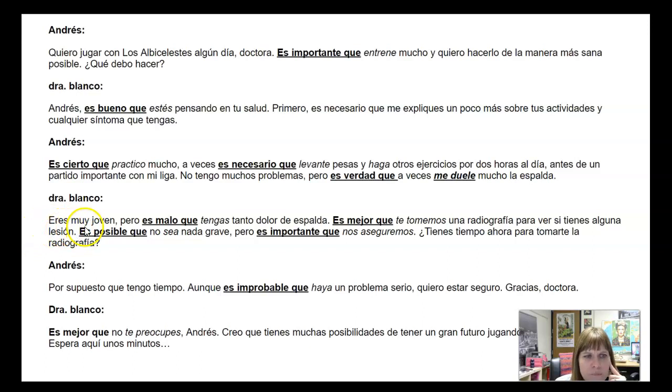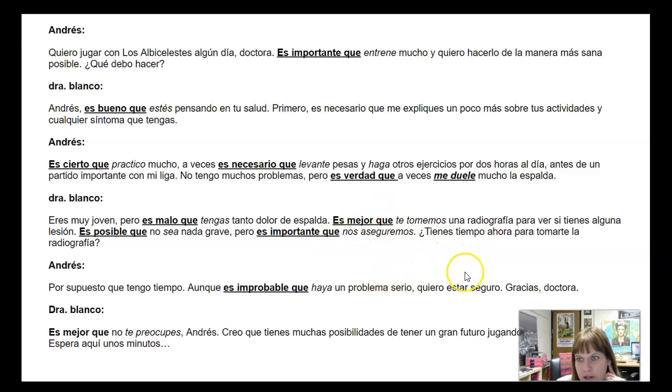Doctora Blanco. Eres muy joven, pero es mal que tengas tanto dolor de espalda. You're really young, and it's not good that you have so much pain in your back. Es mejor que te tomemos una radiografía para ver si tienes alguna lesión. So it's best that we take an x-ray in order to see if you have some kind of lesion. Es posible que no sea nada grave. It's possible that it's not anything serious. Grave means very serious. No es muy grave. It's not very serious. Pero es importante que nos aseguremos, that we assure ourselves.